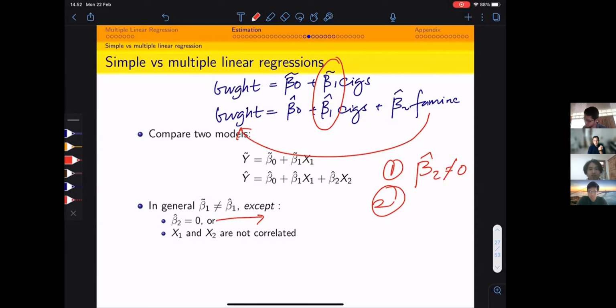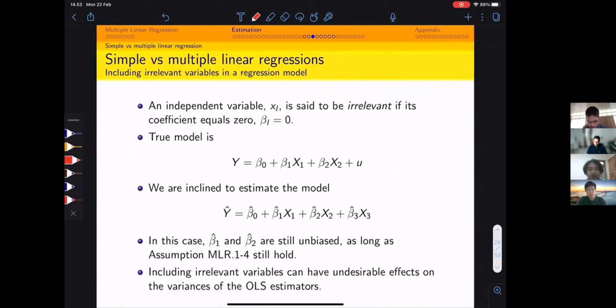So if family income and cigarettes are correlated, then the value of beta 1 tilde is going to be different from the value of beta 1 hat. In other words, the estimated beta 1 tilde from the short model is going to be different from the estimated beta 1 hat from the long model, for the reasons stated previously. Okay, so what we're going to do is discuss a couple of scenarios.